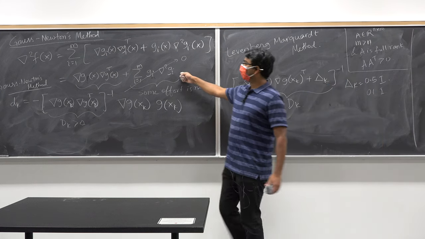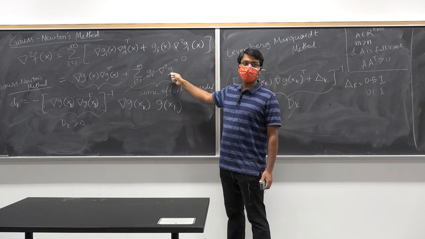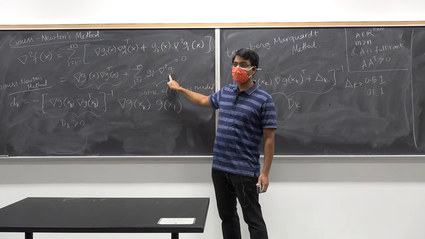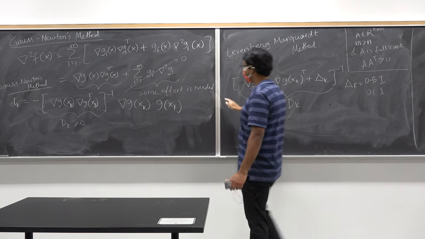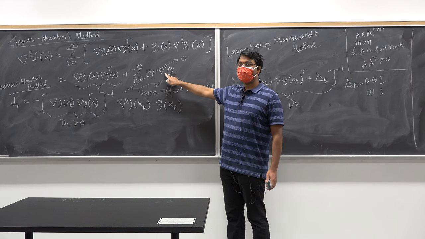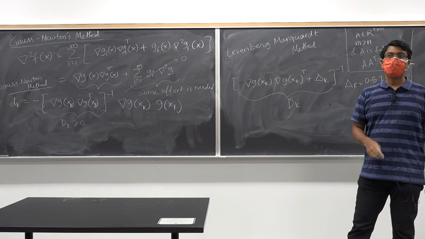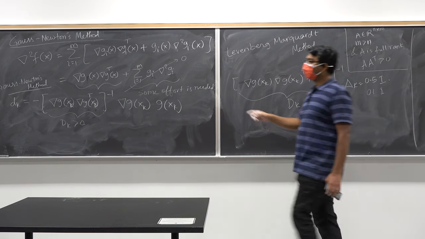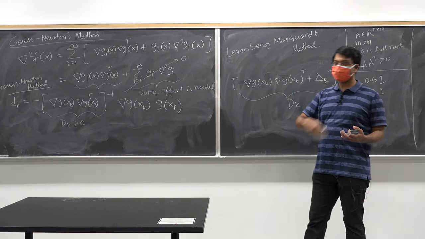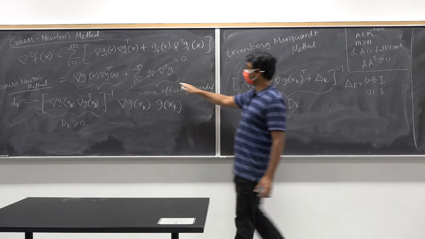When this is equal to zero, right? Then it's an exact Newton's method. When is this equal to zero? When the second derivative is zero. When is the second derivative zero? Remember, gi is a function from Rn to R. So when is the second derivative of such a function zero? When gi is a linear function, then it has a slope, but it doesn't have a curvature, so the second derivative is zero.